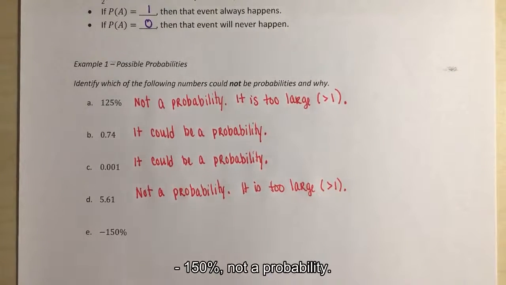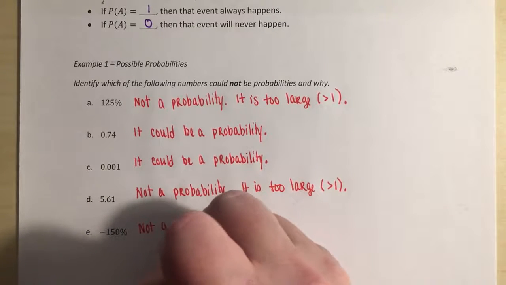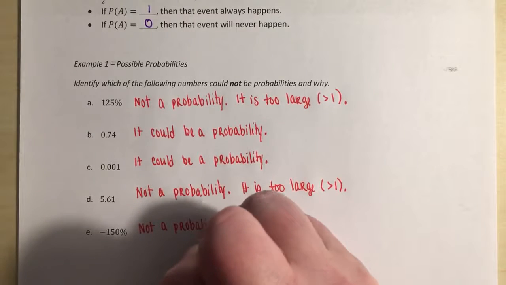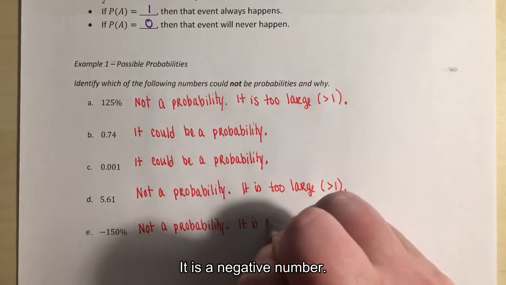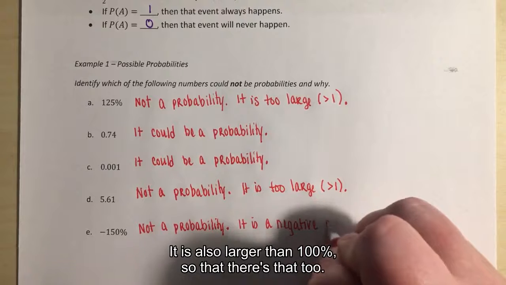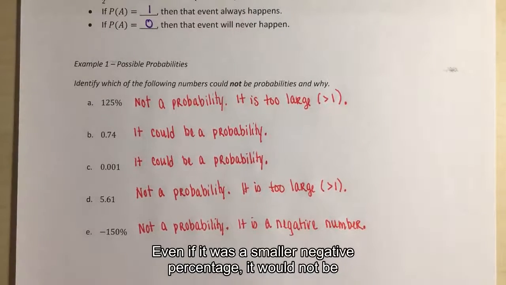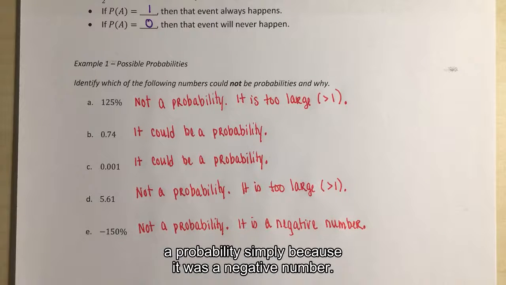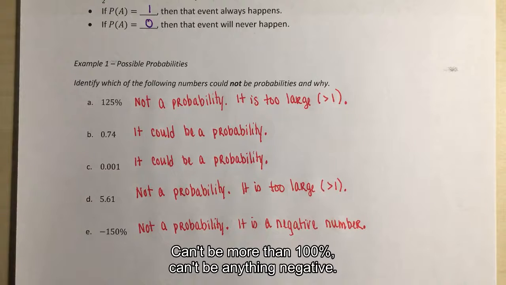Negative 150%, not a probability. It is a negative number. It is also larger than 100%, so there's that too. But even if it was a smaller negative percentage, it would not be a probability simply because it was a negative number. So probabilities can only be between 0 and 1, or 0% and 100%. Can't be more than 100%, can't be anything negative.